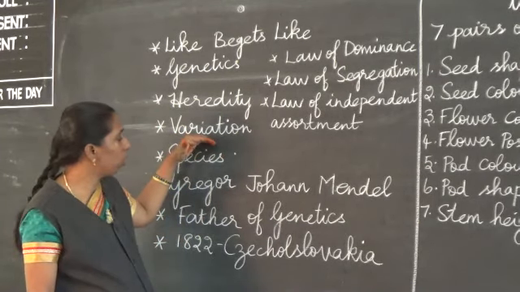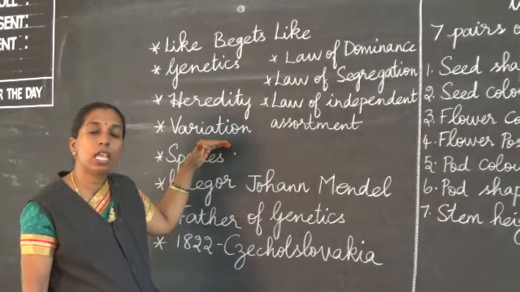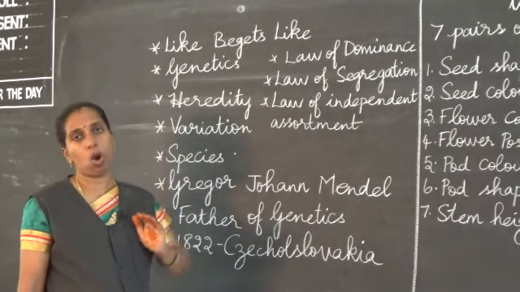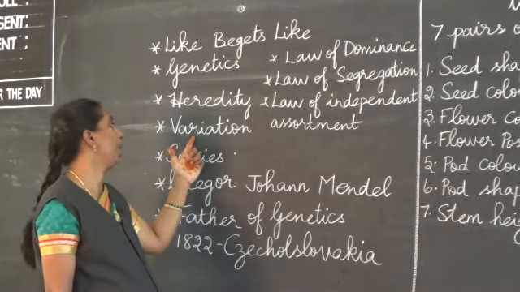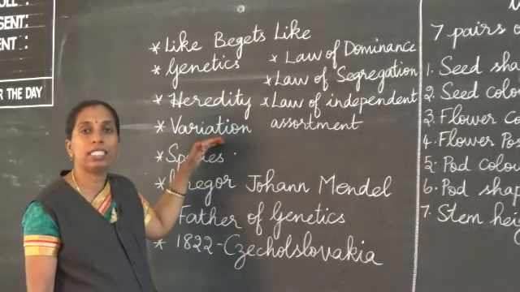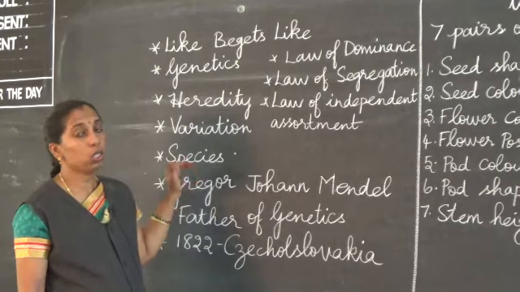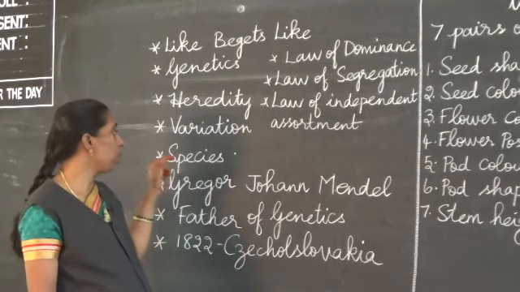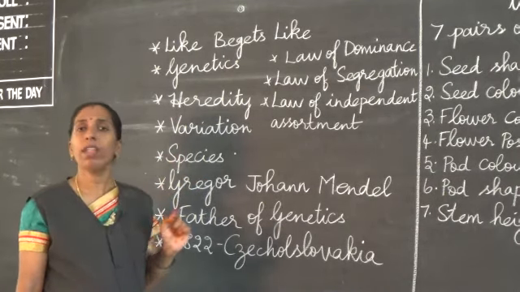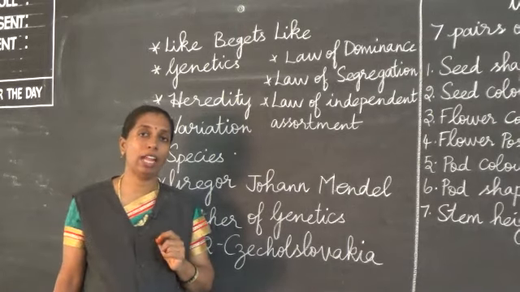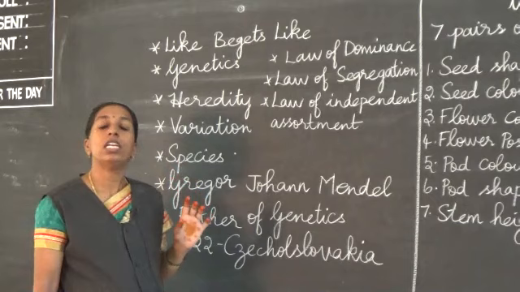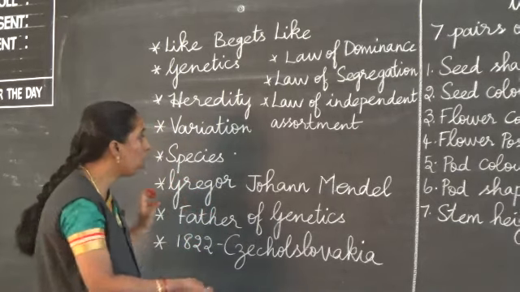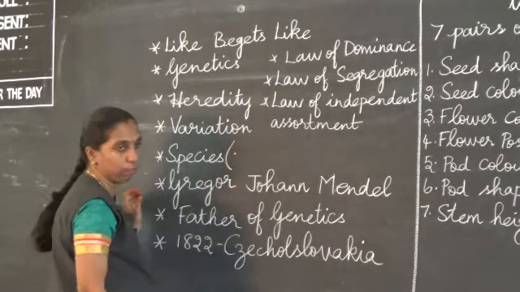What is variation? Variation is the difference in characters. All of us are different. That difference is called variation. And this difference can be seen in species. You already know this term, species, but we shall recollect it. A species is a group of similar organisms.